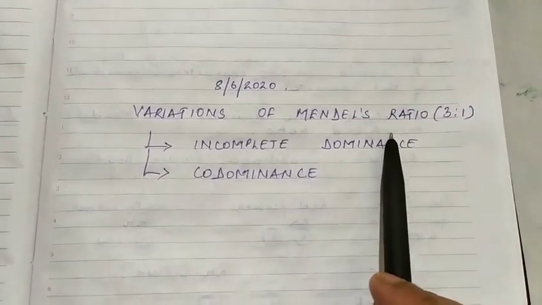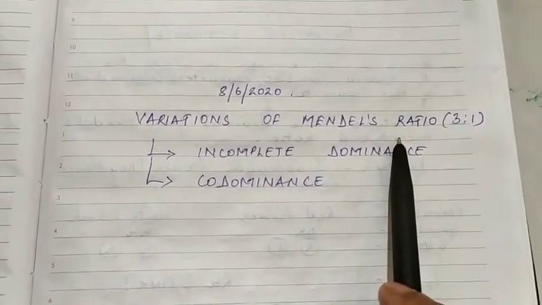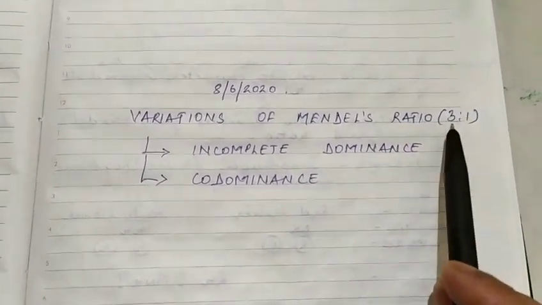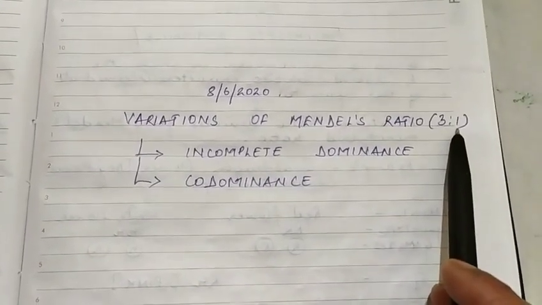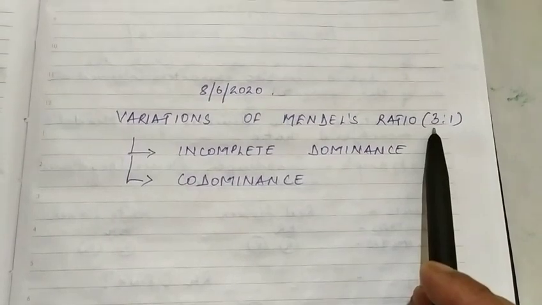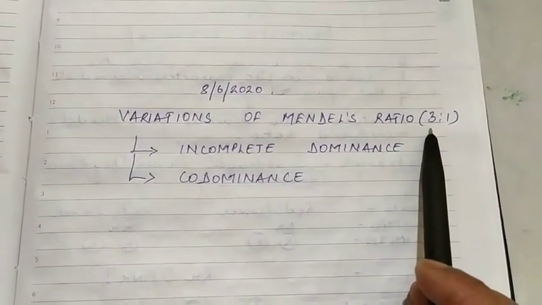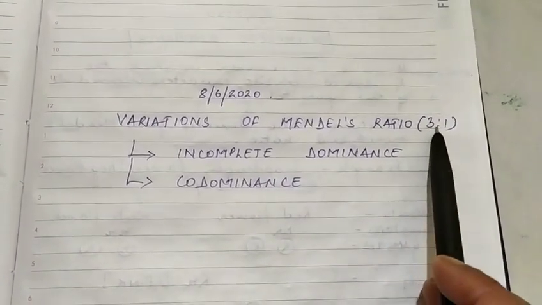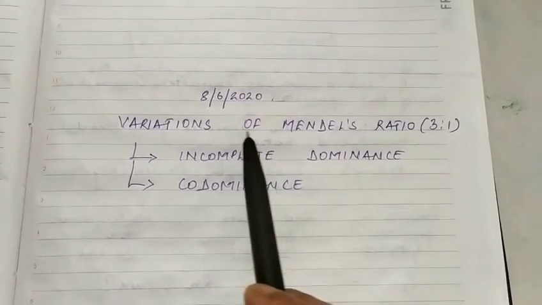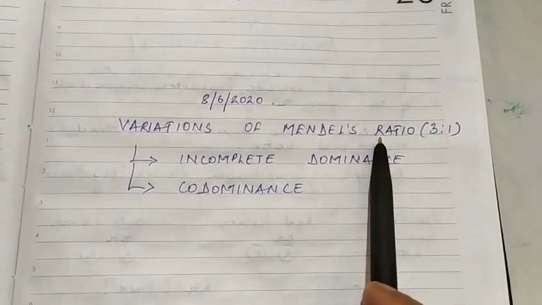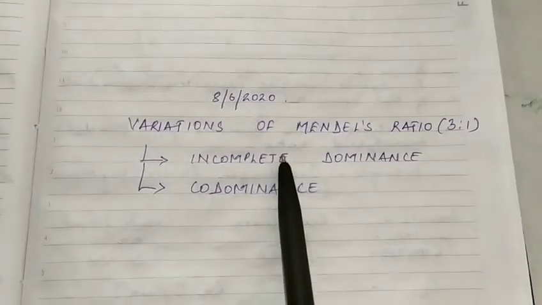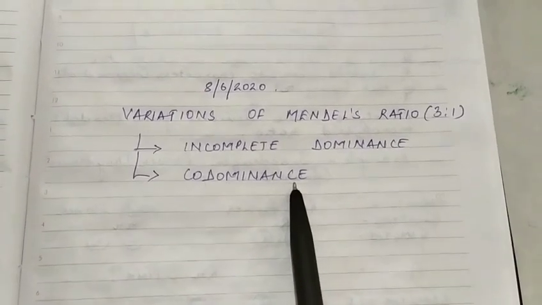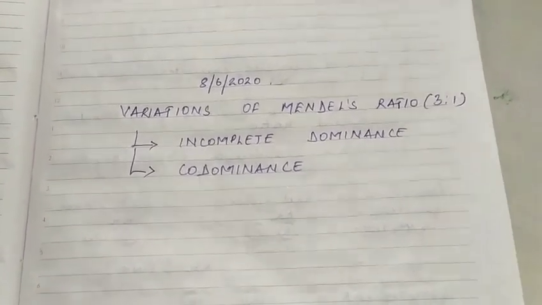Later, experiments were conducted along similar lines, but it so happened that not all the experiments came under the ratio of 3:1. With due respect to Mendel, we still follow those laws, which are the basics of genetics, but the ratios which deviated from the normal 3:1 are called variations of Mendel's ratio. Now, the two concepts you have to learn as per your syllabus are incomplete dominance and co-dominance. These two concepts we will try to learn today.